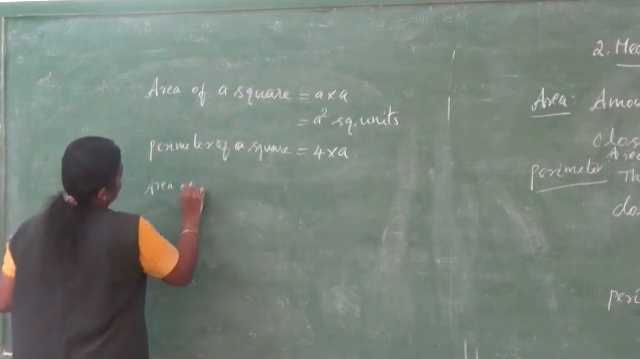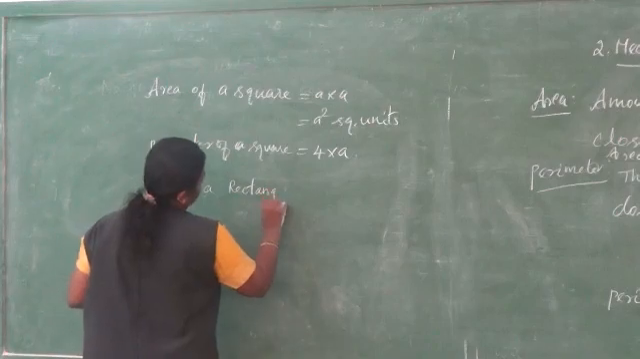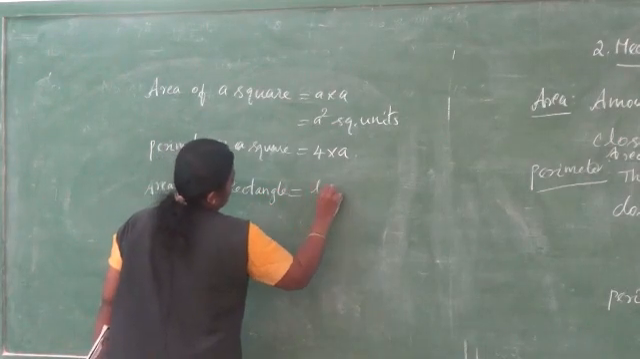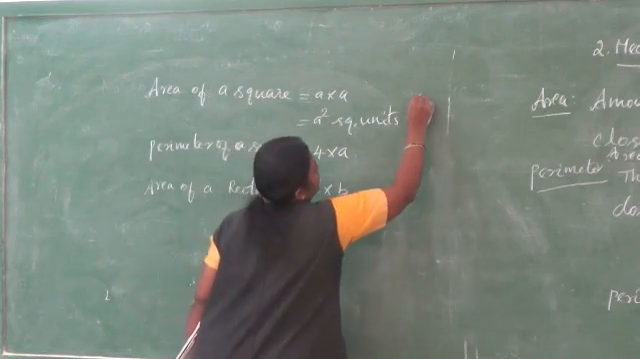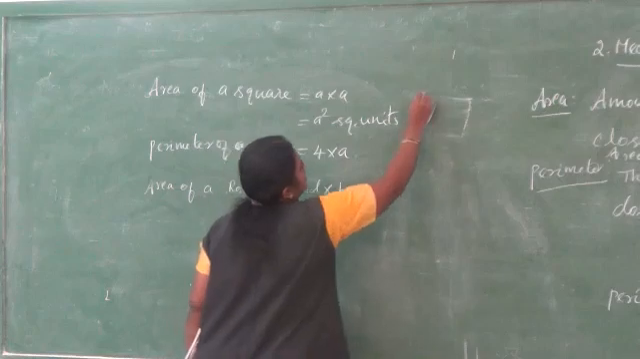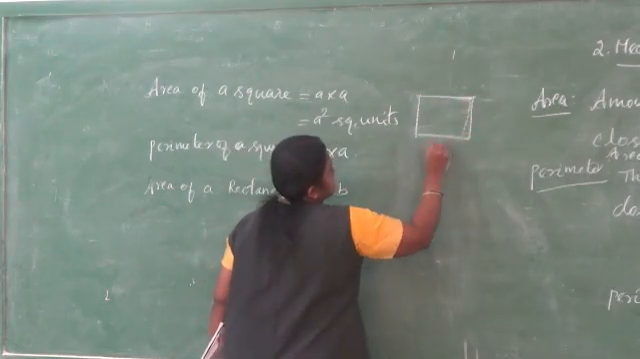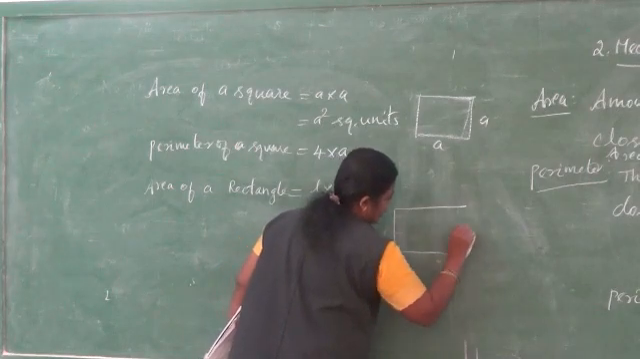What is the area of a rectangle? L into B, that is length into breadth. This is a square, you know very well. In a square all the sides are equal. In a rectangle opposite sides are equal.